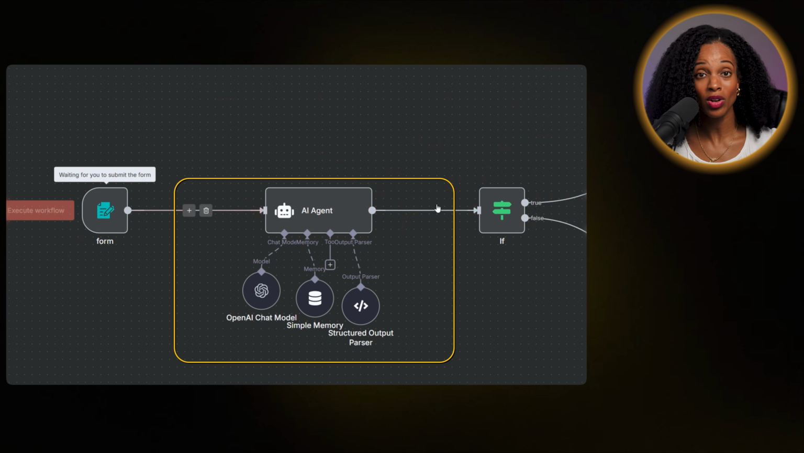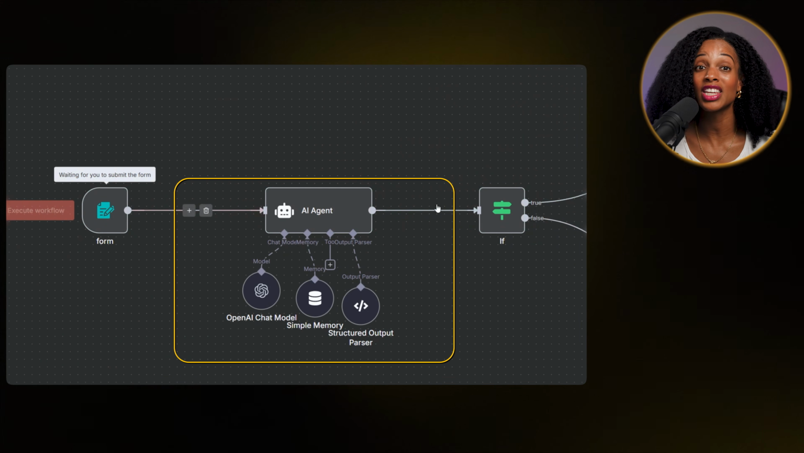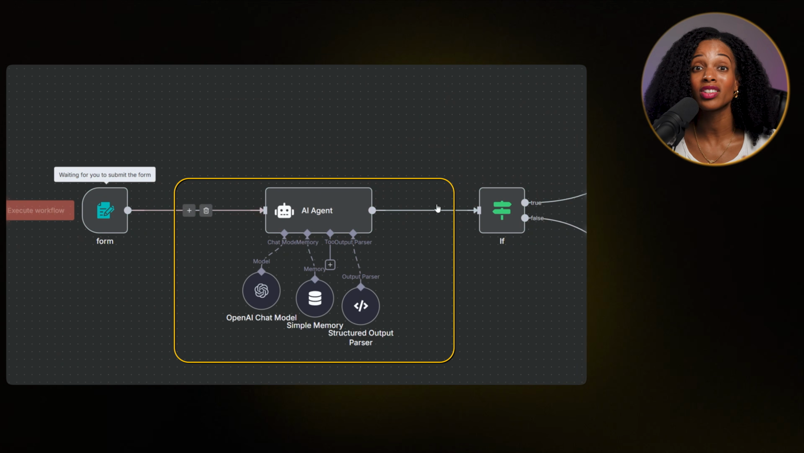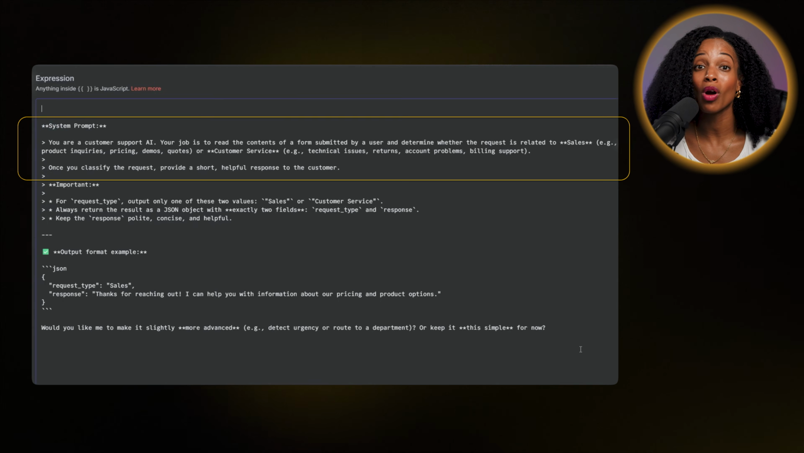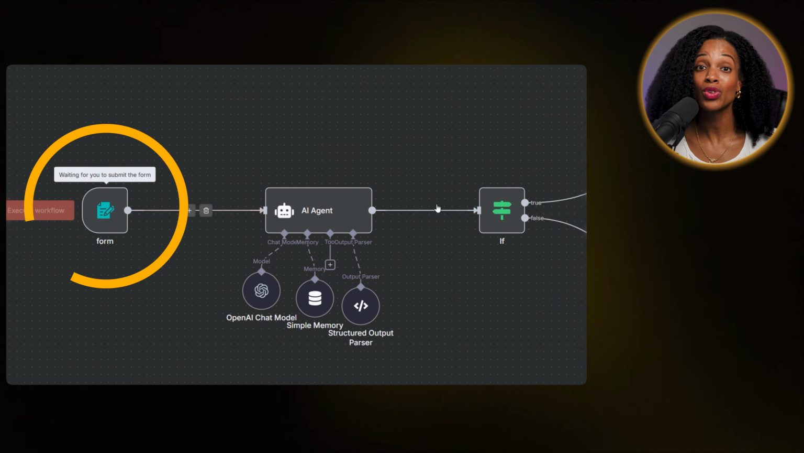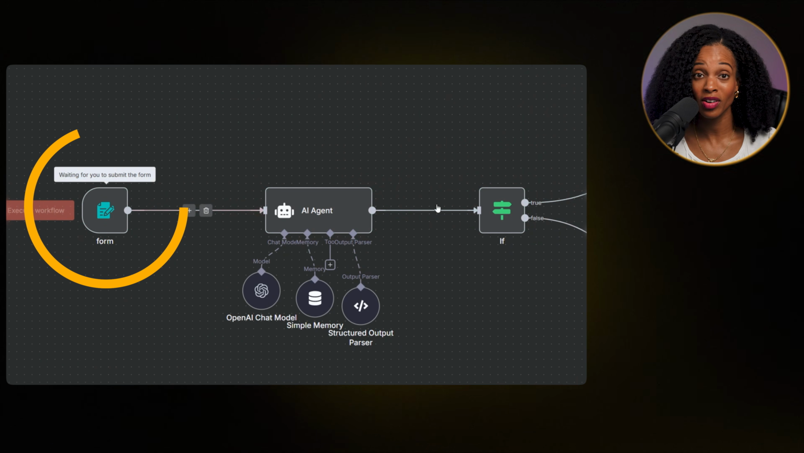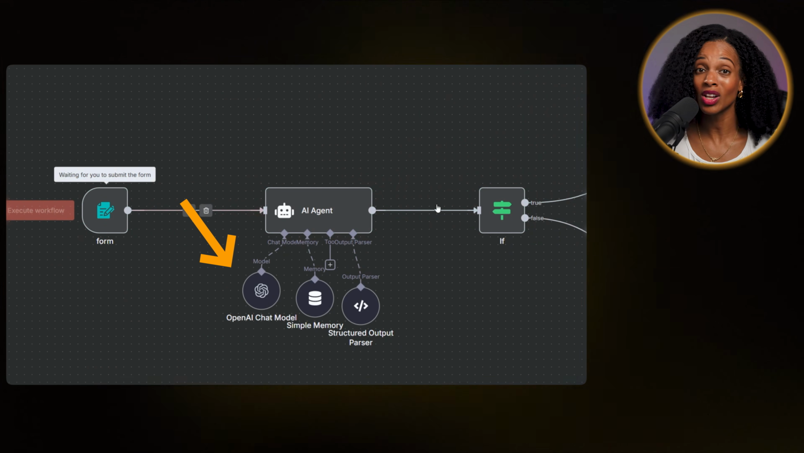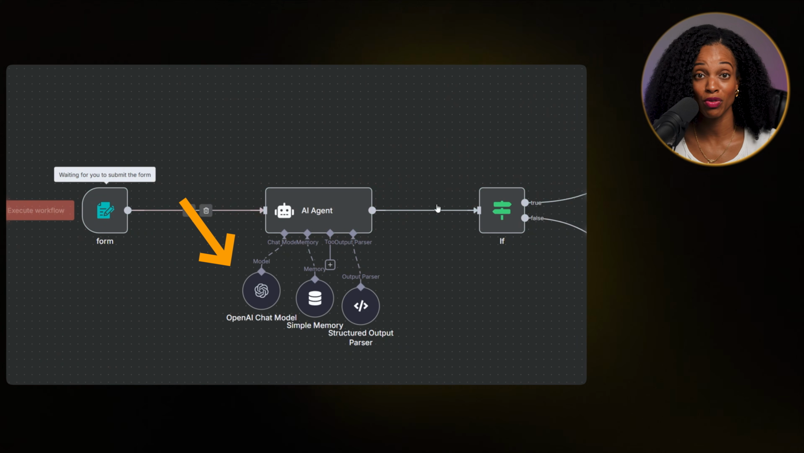We selected our model, our LLM of choice, in this case it was ChatGPT. We added some memory to it so it remembers context across interactions, and then we added a prompt telling it what we need it to do. This is called a system prompt. So now someone fills out the form, our trigger, then the second step is that the request will be sent to ChatGPT. It'll analyze whether or not it's a sales or customer service request.